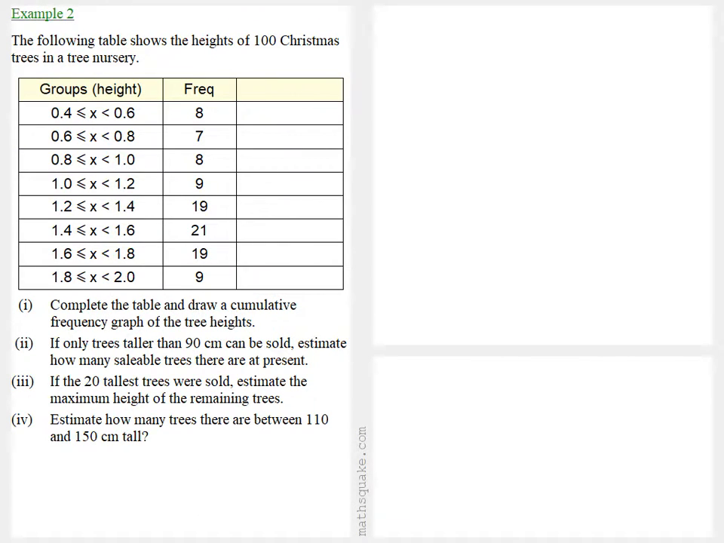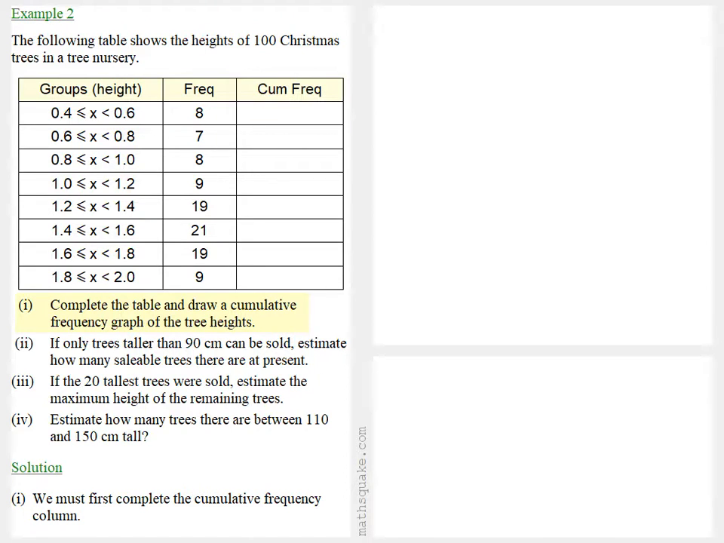Let's look at another example. The following table shows the heights of 100 Christmas trees in a tree nursery. In part 1, we're asked to complete the table and draw a cumulative frequency graph of the tree heights. Well, to solve this, we must first complete the cumulative frequency column.